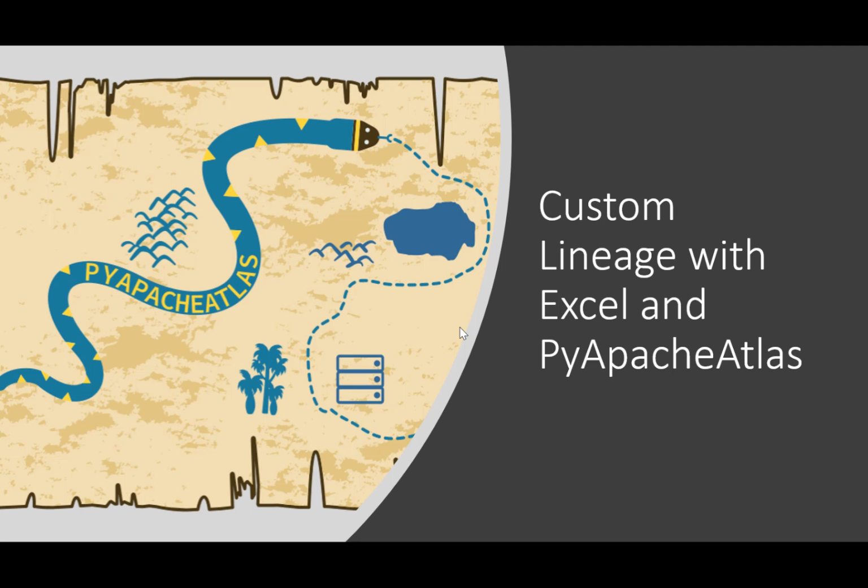Are you working with Azure Purview or Apache Atlas and trying to create custom lineage between two or more entities? In this video, we are going to use Microsoft Excel and the Python package PyApacheAtlas to create our lineage between entities with very little code that you need to write.